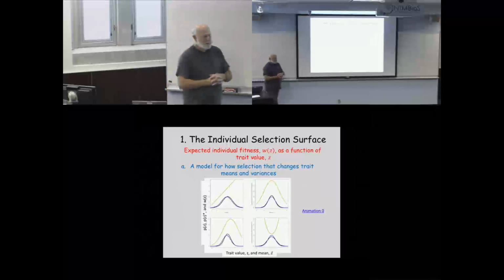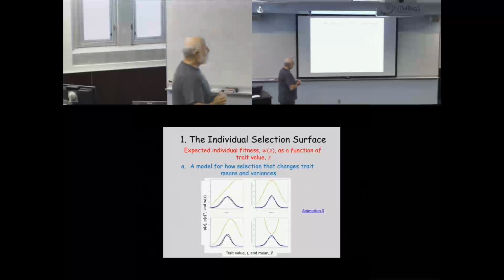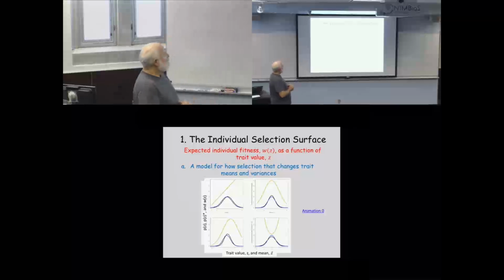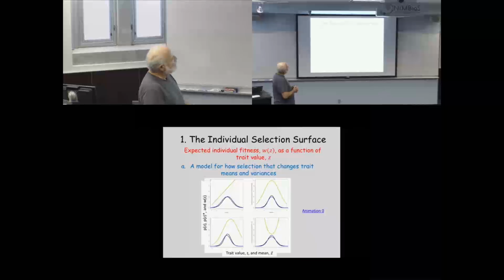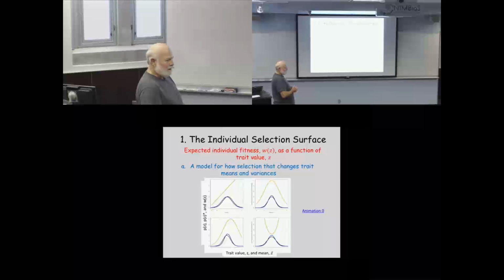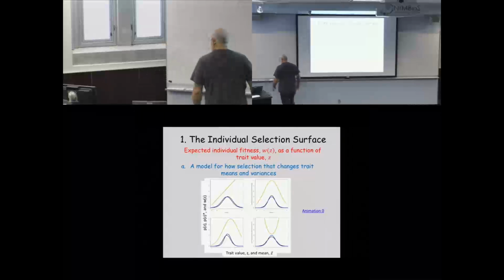All right, the individual selection surface. Let's talk about it for a minute. It is a function of the fitness of individuals as a function of individual trait values. And we're symbolizing it Lande-wise. Individual fitness is W as a function of Z, the phenotype Z. And we're calling the trait value the phenotypic value Z. And here are some examples. But animations are more fun to look at.